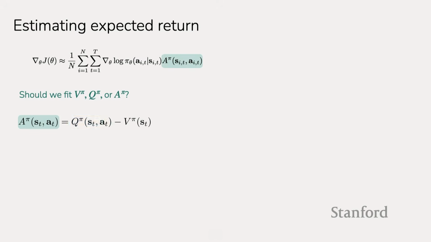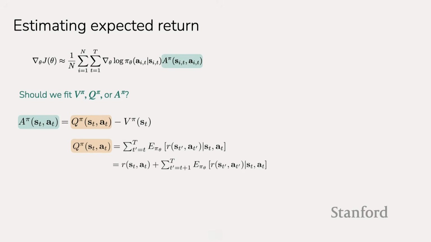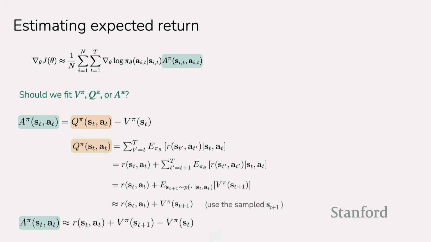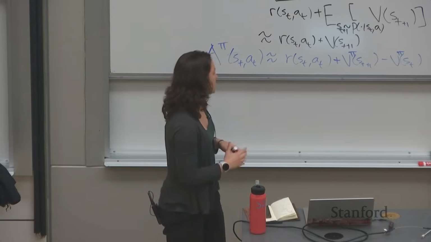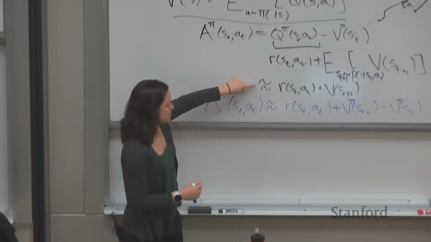On the slides, what this looks like is we have Q. Q can be written as the expected future rewards, which is the reward at the current time step plus the future rewards. These future rewards can be written as the value. So we can think of Q as the reward at the current time step plus the value at the next time step. So why is the second to last line, why is this an approximation?